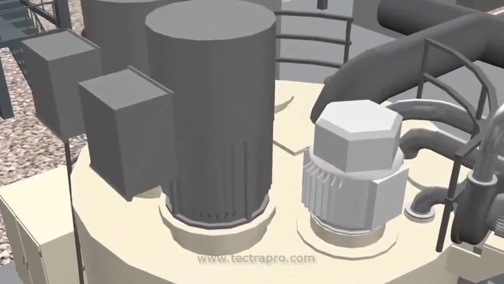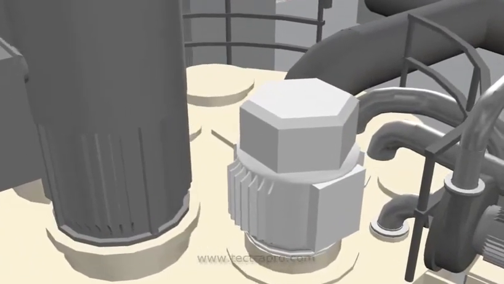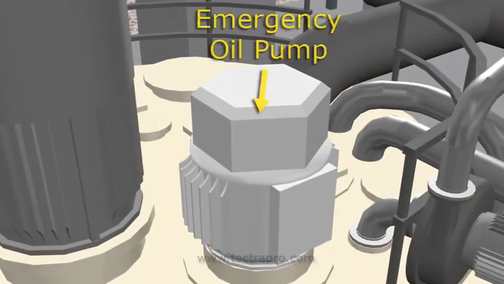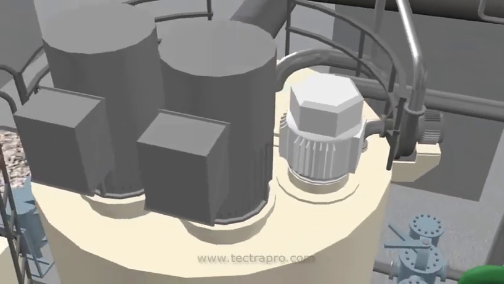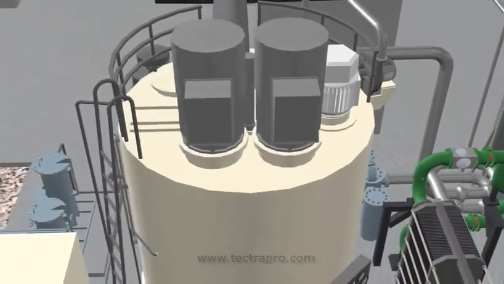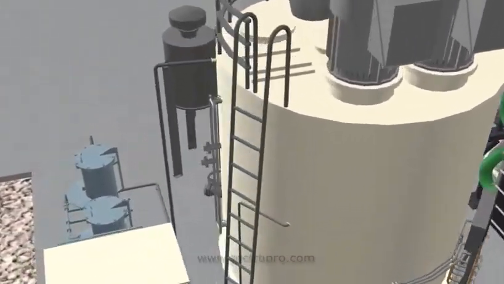A DC motor-driven pump is located on the main oil tank. If the bearing oil pressure drops below a predetermined level, this emergency oil pump will start. The emergency oil pump supplies oil only to the bearings and does not provide control oil.